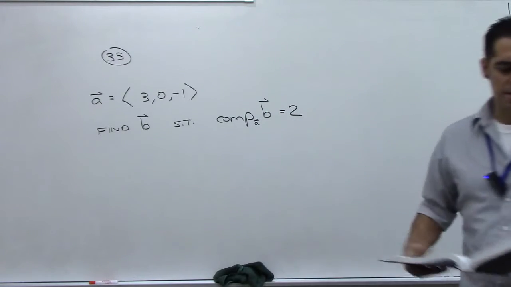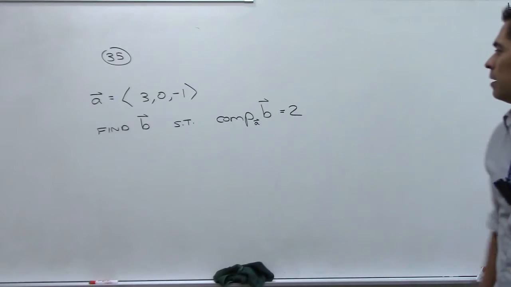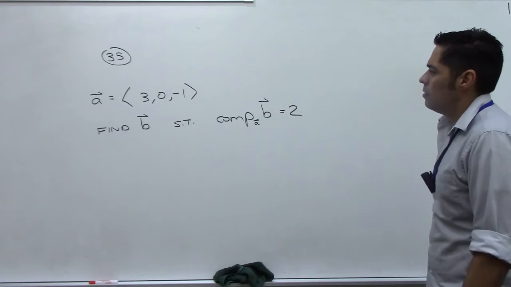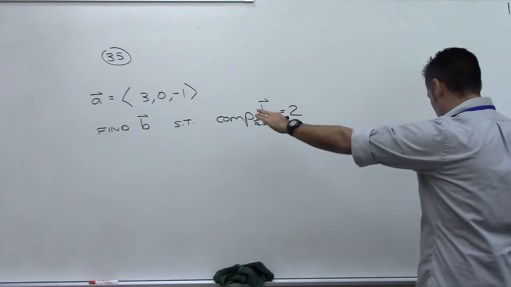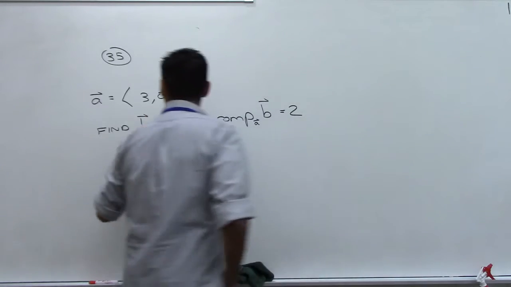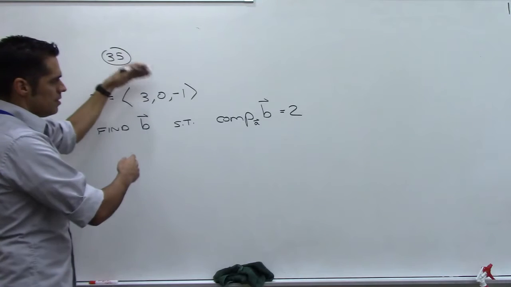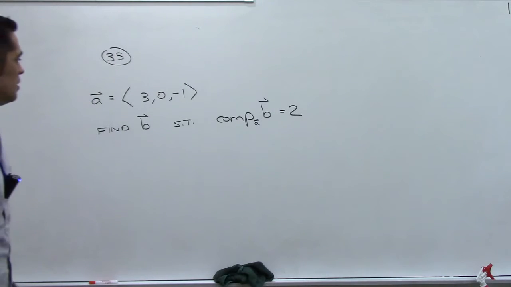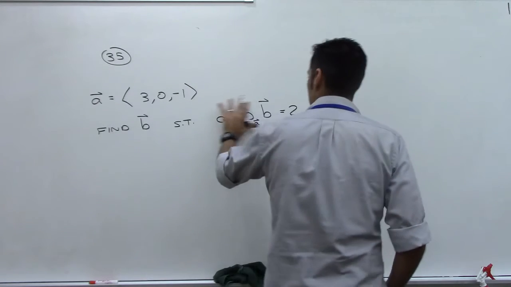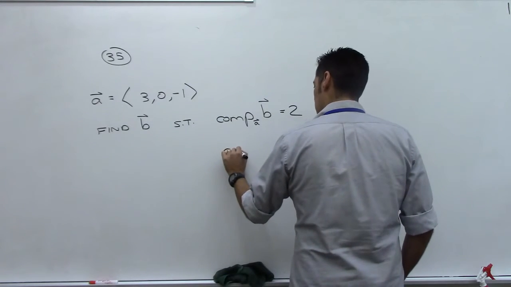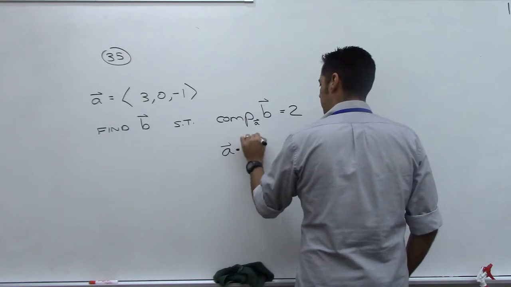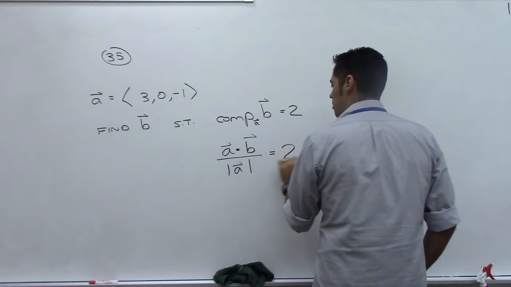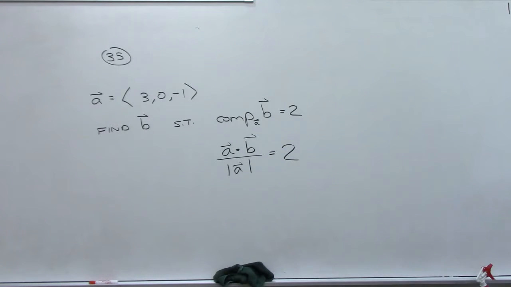So that means the scalar projection is 2. So the length of it is 2. So we've got some vector that's given to us right here. We need to find a vector that when we project it onto this, the length of it is 2. That's what this is saying. So let's set up the left side of this, right? This is A dot B over magnitude of A. We need that to be equal to 2. So that's what we know.